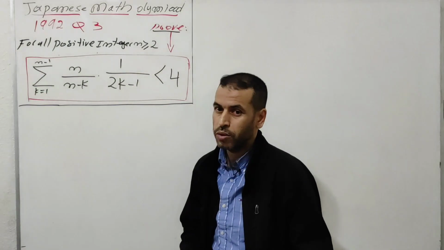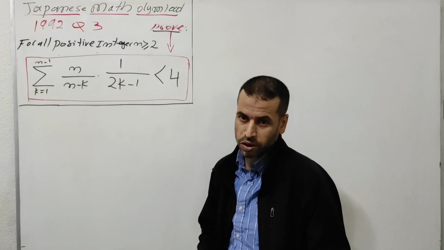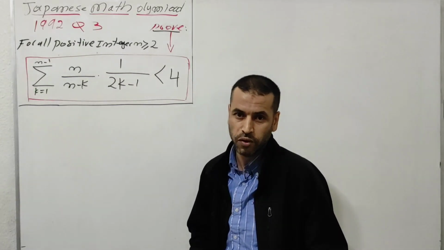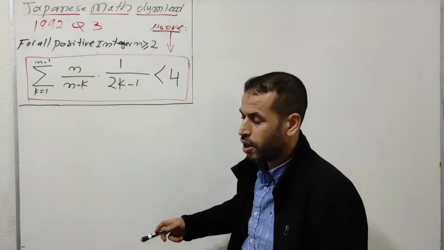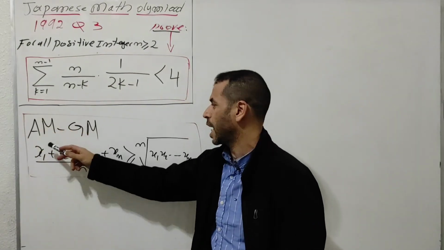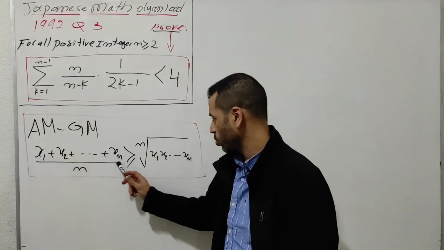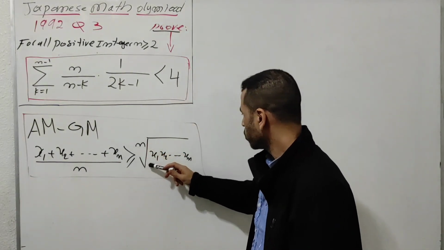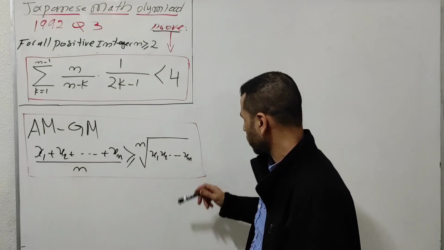We are going to use AM-GM, the arithmetic mean geometric mean theorem. It's a very important and useful theorem, especially for students who are preparing for the International Mathematical Olympiad. I'm going to give you a general form of this theorem: x1 through xn, divided by n terms, is greater than or equal to the nth root of the product x1 multiplied by x2 all the way down to xn.